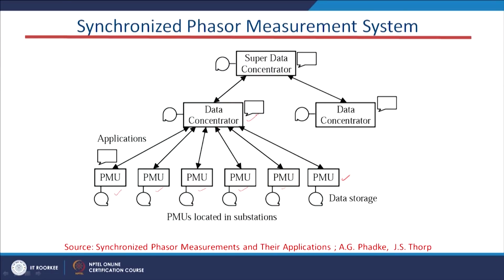After that, the PMU data will reach the data concentrator, and from there it will go to the super data concentrator. The data concentrator may be local. In a particular area of the system, we collect the data from all the PMUs located inside that area, and we do the same in another area with the next data concentrator. From all the data concentrators we send the data to another level of data concentrator called the super data concentrator.